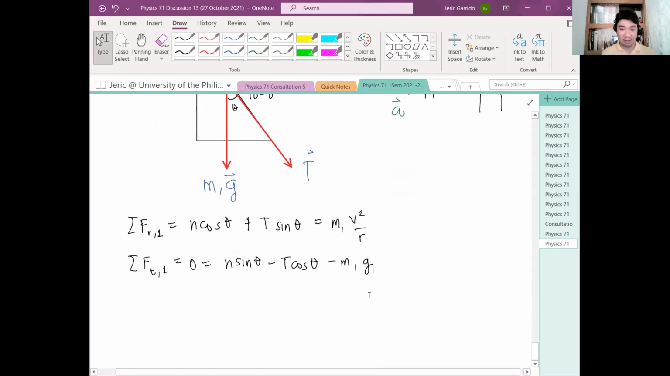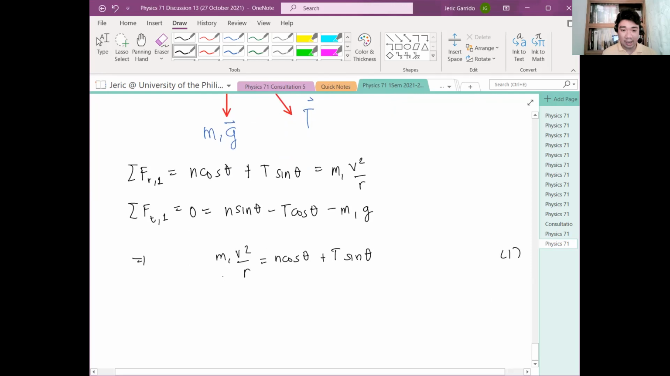So I have three equations. The first one is the radial equation. I'll rewrite this: m1 v squared over r equals n cosine theta plus t sine theta. This is my equation 1. My second equation is n sine theta equals t cosine theta plus m1g. This is my second equation. And my third equation is simply t equals m2g. This is from the equation of motion of the second mass, which again we want to be stationary. So this is equation 3.